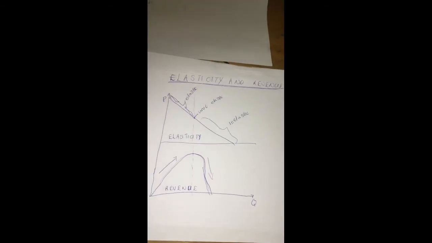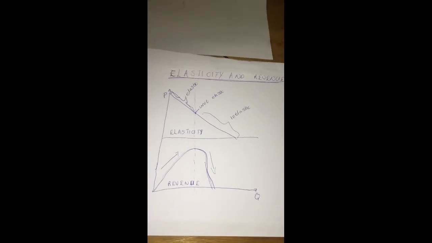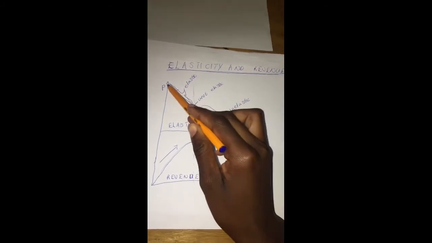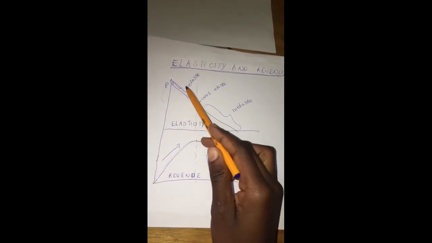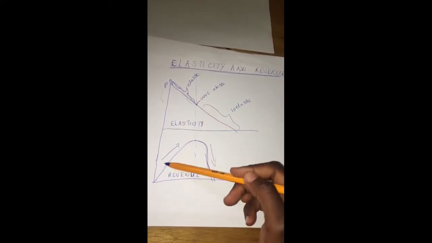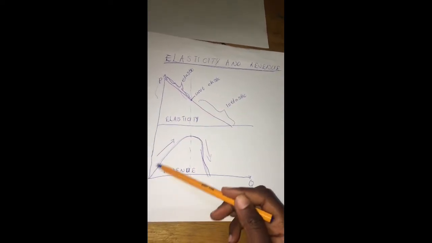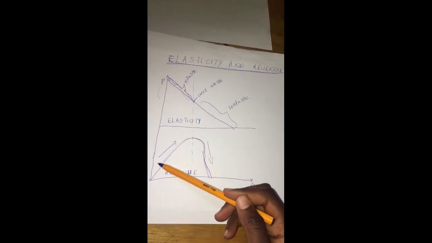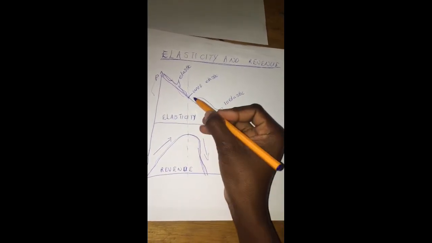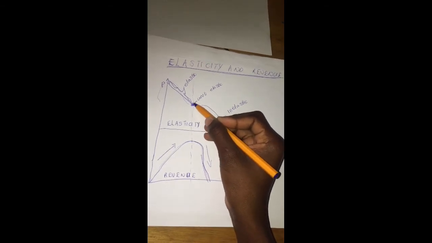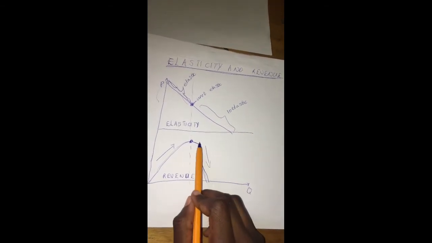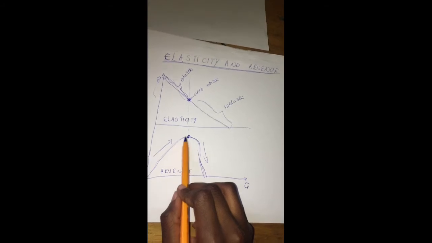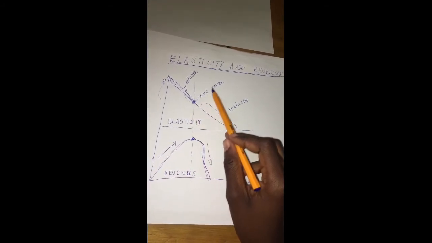So the last thing we're going to look at is the relationship between elasticity and revenue. So in the elastic region, when you reduce the price, the revenue increases. So in the elastic region, there's a negative relationship between price and revenue. So when price reduces, the revenue increases, and when the price increases, the revenue reduces. Then on the unitary elastic part, this is where revenue is at its maximum. So whenever you see that the revenue is at its maximum, just know that that's the unitary elastic part.